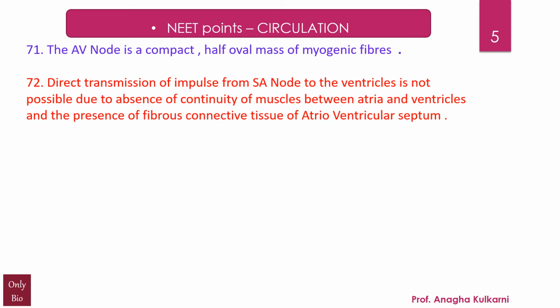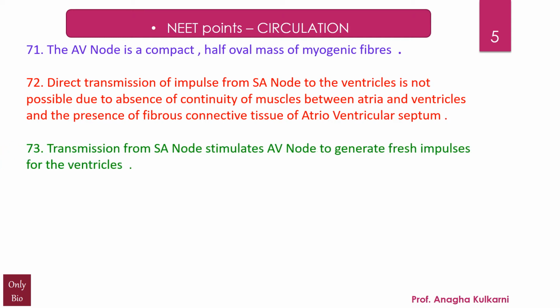Next, direct transmission of impulse from SA node to the ventricles is not possible due to absence of continuity of muscles between the atria and the ventricles and the presence of fibrous connective tissue of atrioventricular septum. Next, transmission from SA node stimulates the AV node to generate fresh impulses for the ventricles.